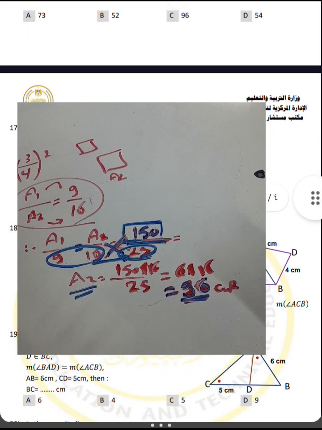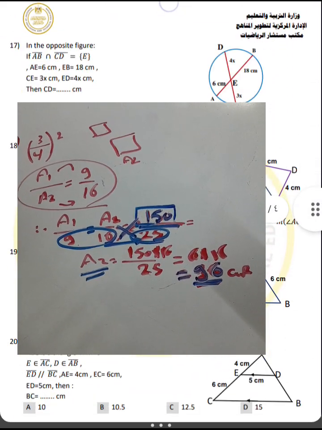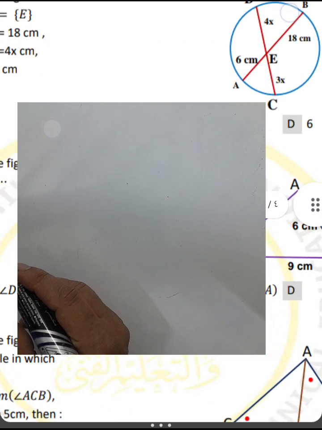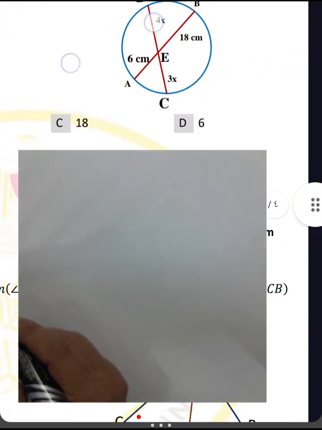Next question. Question 17. We have circles here, and you want to find the length of CD. Look with me at these circles.